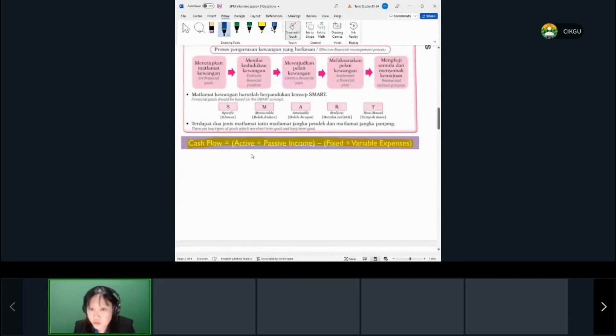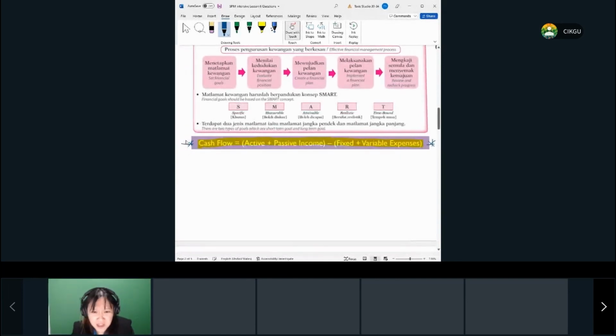But regardless of whether you like it or not, you have to know this, because moving forward, everybody has to handle their personal finances by themselves. And this is the most important one, cash flow. A lot of students will ask, teacher, what is the purpose we learn math? Hello, this is one of the main reasons why you learn math.